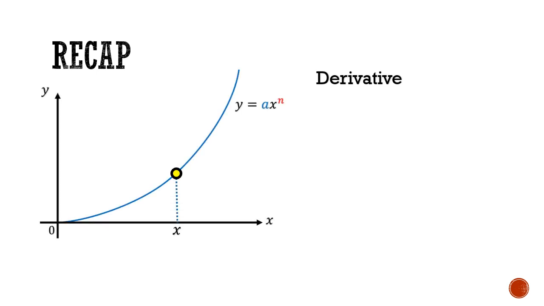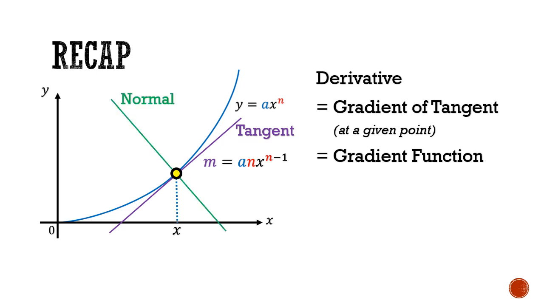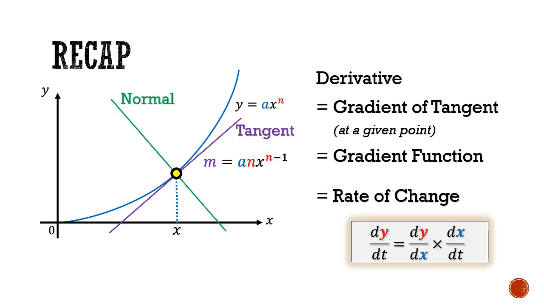So far, we have learnt about the concept of the derivative, that for any given function at any given point, the derivative will tell us the gradient of the tangent at that point. We can also call the derivative the gradient function. Using calculus, we have learnt to solve many problems, including those involving the normal to a point on a curve, as well as problems involving connected rates of change that we've covered in the last episode.